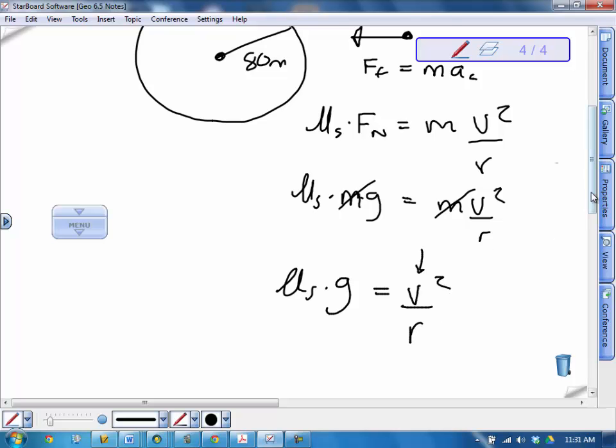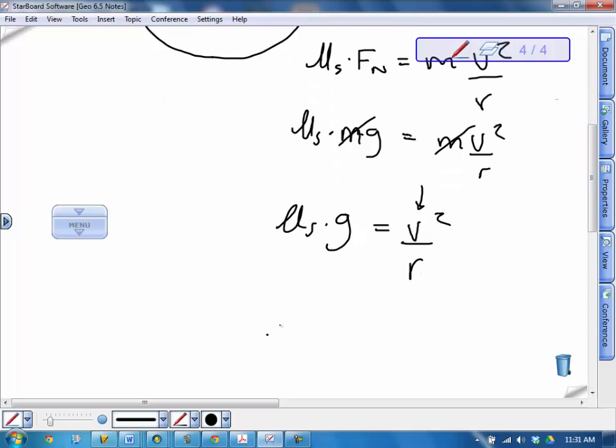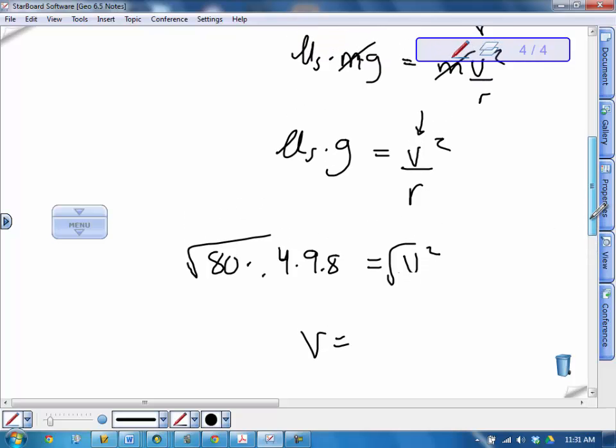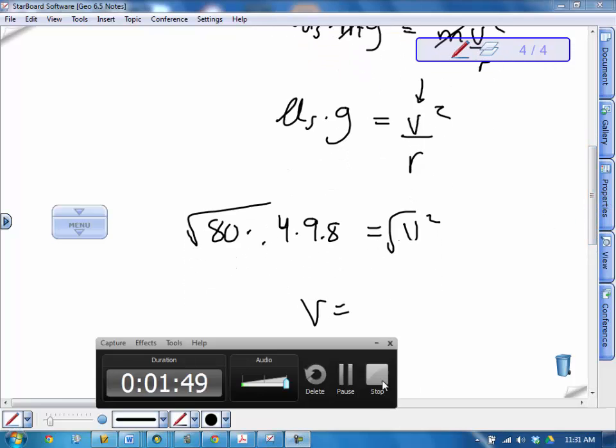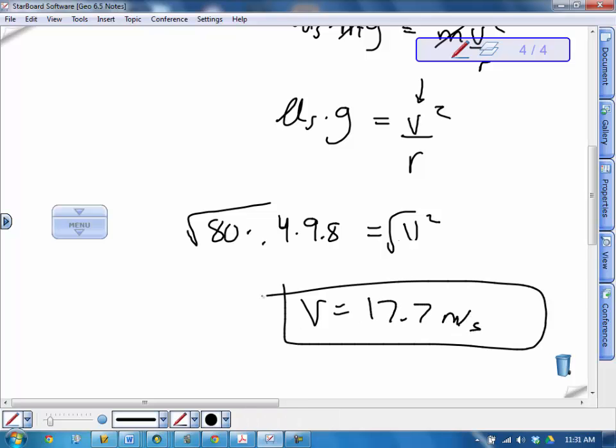We're solving for v. We have mu sub s is 0.4, and we have the radius is 80. So 0.4 times 9.8 equals v squared over 80. Multiply both sides by 80, and take the square root of that. And you get the velocity that you can travel around a circle is about 17.7 meters per second.